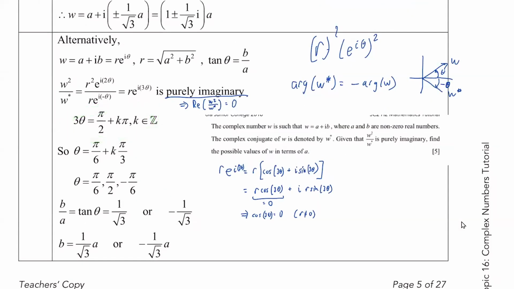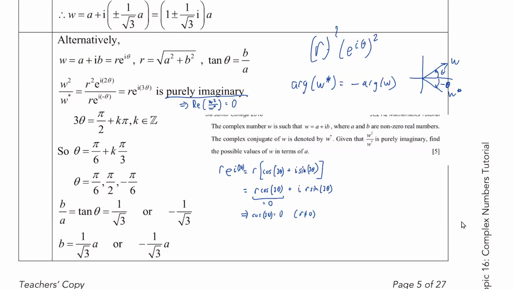Okay, yeah. So what we have is w square over w star is equal to r e^(3i theta). They tell you it is purely imaginary, which means that the real part must be 0. If I expand it in trigo form, the real part is r cos 3 theta, equate to 0. We will assume that r is not 0. If not, this will be a very boring question. 0 times e^(i theta) is just 0, so w equals 0. I doubt that's what they're asking. Okay, we can ignore that case. So r is not 0.